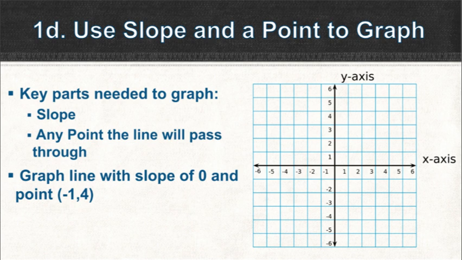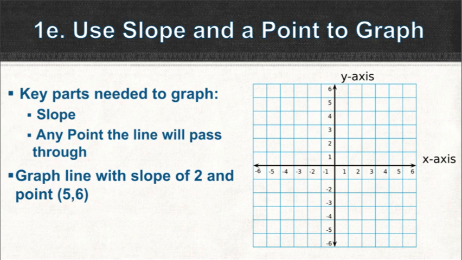Next one, graph the line with a slope of 0 that goes through the point negative 1, 4. Negative 1, 4 would be here. It has a slope of 0, so I know that it's a horizontal line. So I draw my horizontal line here. There's my line that the points are crossing.